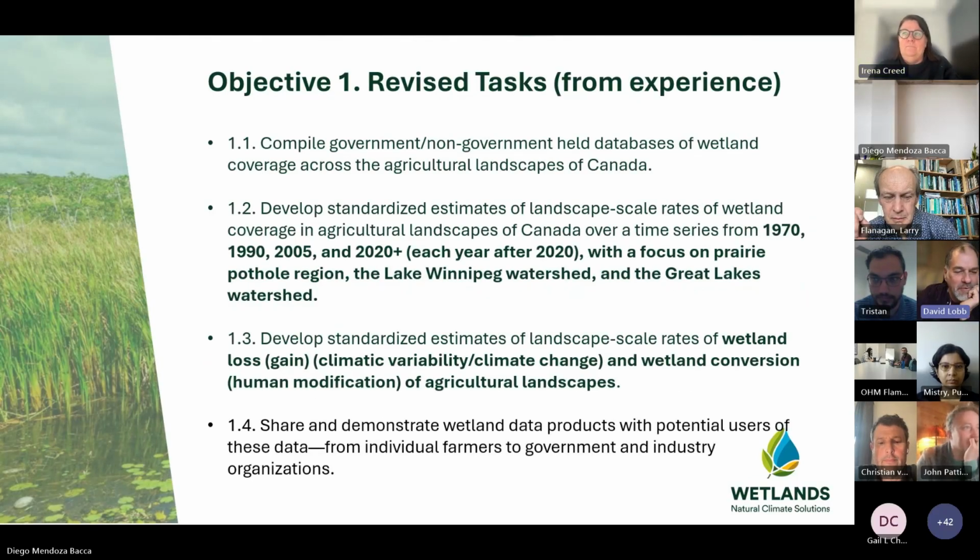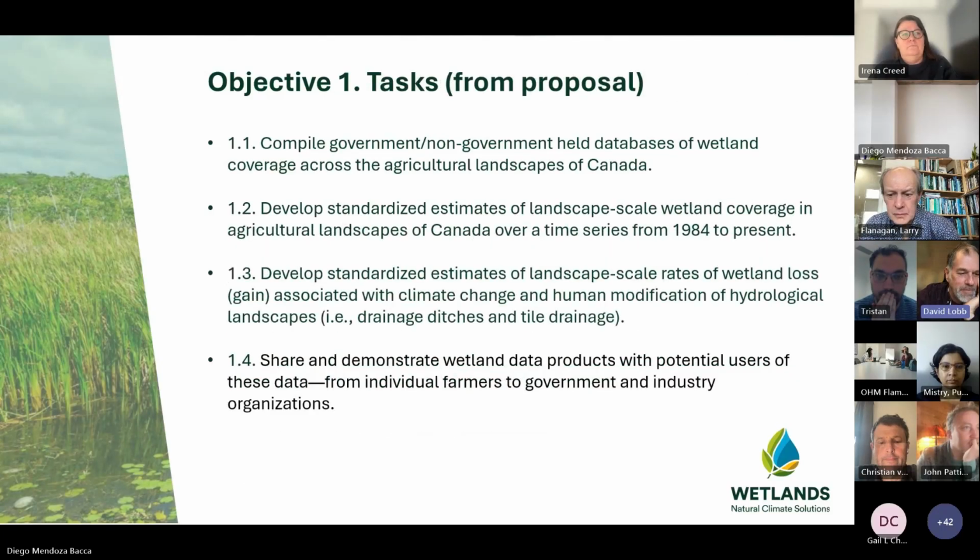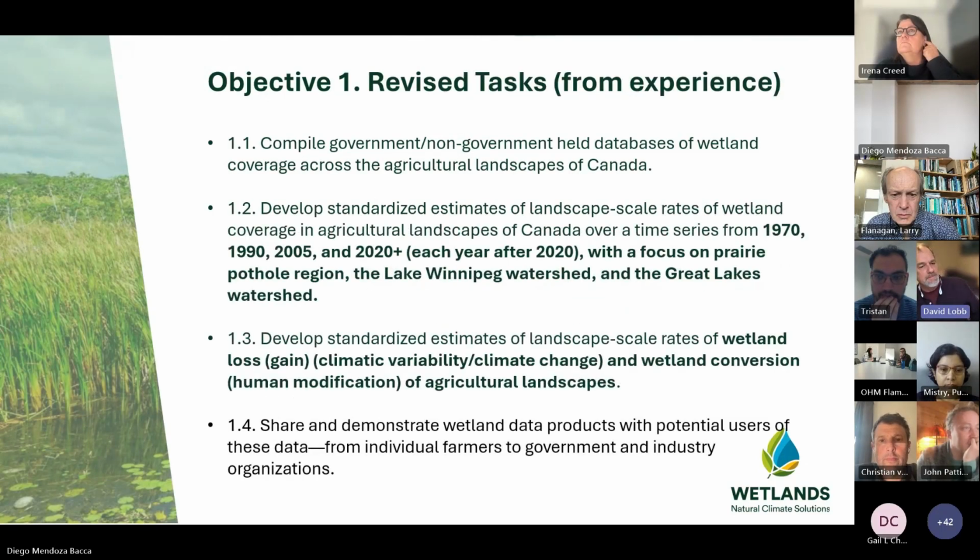The tasks under Objective 1 as stated in the proposal are to compile existing wetland databases. This is in brief. If you could back it up one slide there, Diego. Develop estimates of landscape scale wetland coverage over a time series. Develop estimates of rates of loss and gain as affected by environmental change, and demonstrate and share the wetland data products.